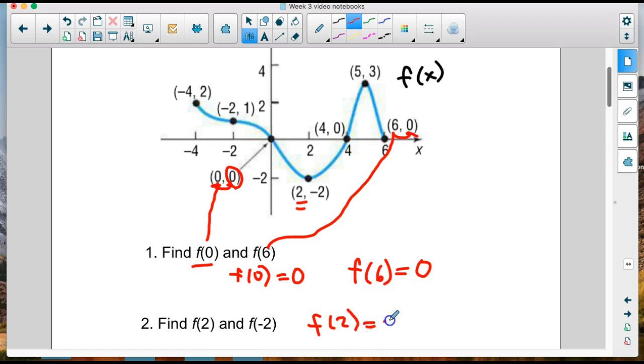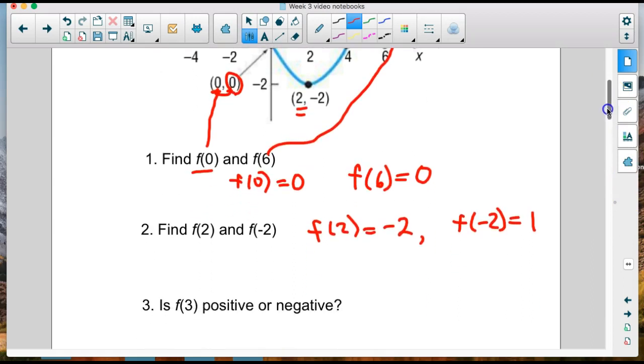must equal -2, and similarly f of -2 is up on this graph right here. Here's -2 on the graph, so the answer is 1 for f of -2.